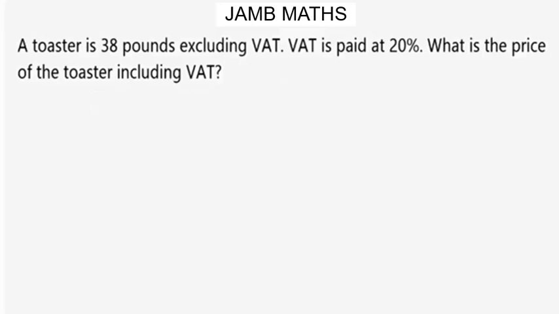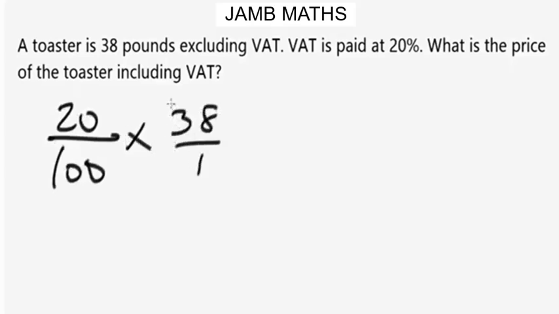This time around, now we are dealing with a percent increase or percentage increase. Firstly, before you find the price of the toaster, including VAT, let's find the amount of the VAT that is paid. The amount of the VAT of this toaster money. So to get it, it's going to be 20%, that's 20 over 100 times 38 pounds.